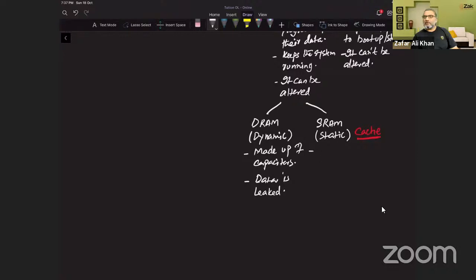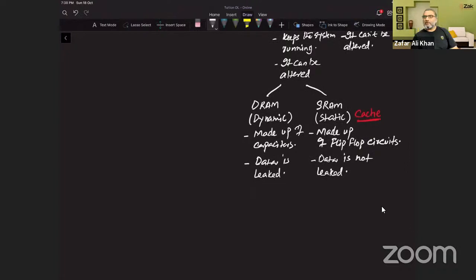Static RAM is made up of flip-flops. Flip-flops are circuits which do not leak, so data is not leaked. Now, what basically happens in DRAM is that the data leaks, so the system needs to refresh it. A capacitor holds the data for a little time and then it leaks. So before it leaks, the system refreshes it, fills the data again.